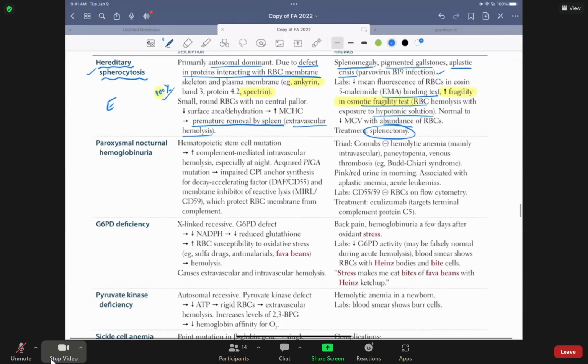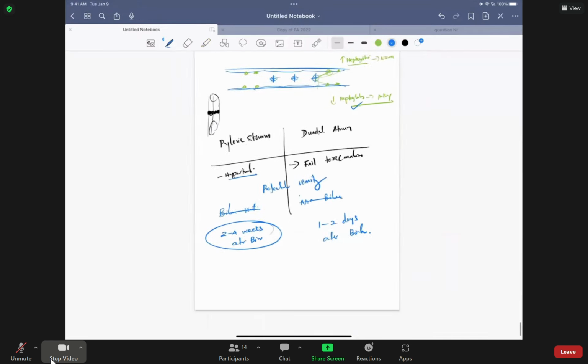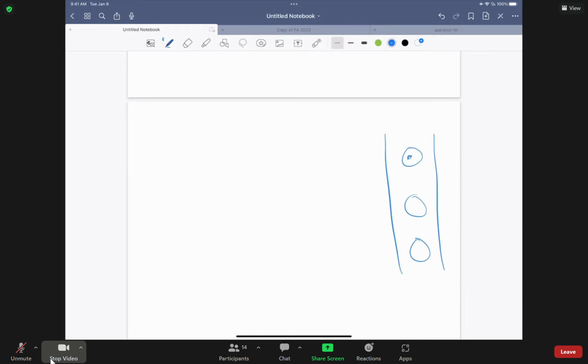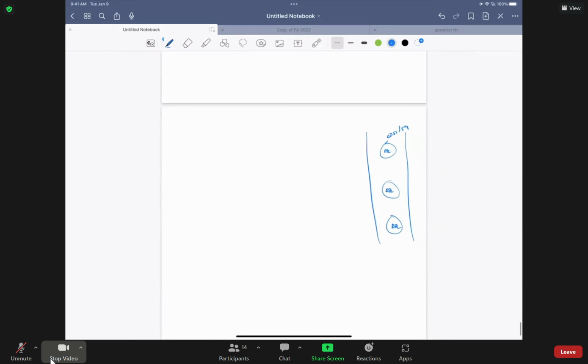Now, next disease, paroxysmal nocturnal hemoglobinuria. We talked a little bit about this in immunology, and I said we're going to go a little deeper in hematology. So let's start step by step. Let's say I have a blood vessel. The blood vessel has red blood cells. This red blood cell has a marker. What's the red blood cell marker? CD55 and 59. Remember that? CD55 and 59.